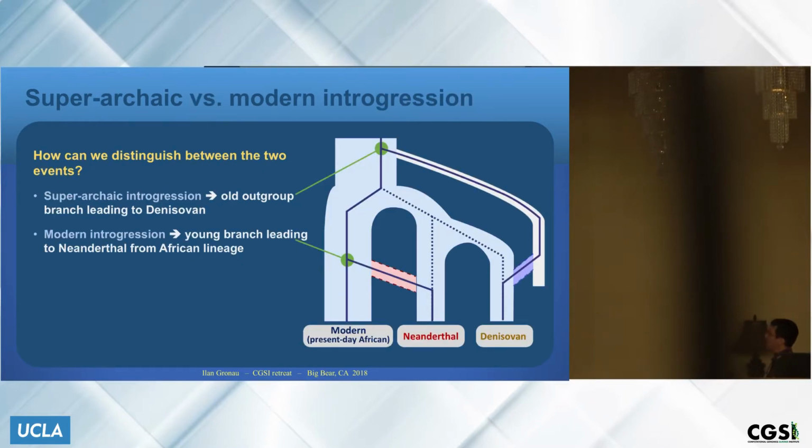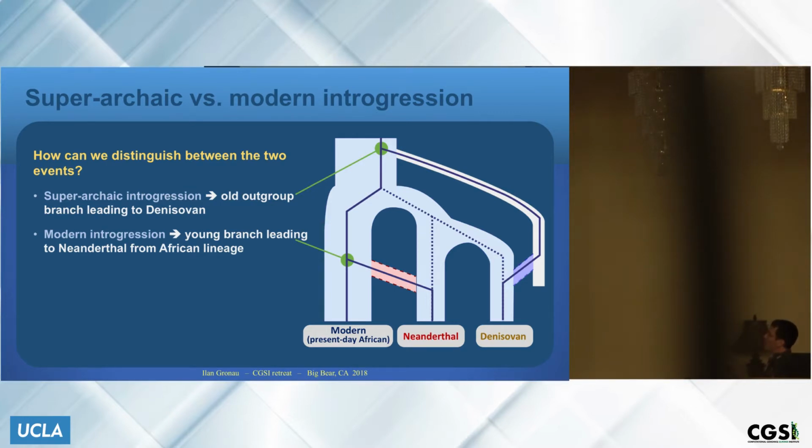So what exactly did we do? Why did we think that there was a distinguishing factor? This is shown by this cartoon here. The tree in dashed is what you expect to see with no gene flow, right? Neanderthals coalesce somewhere in Denisovan. That would be the majority BBAA tree.